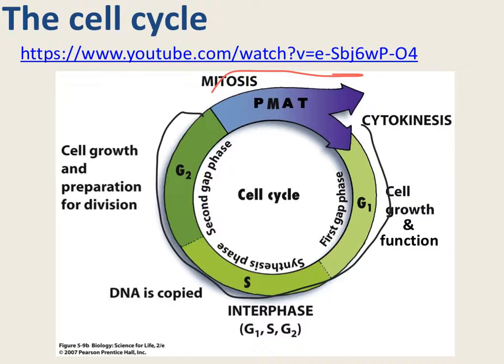So there's cell growth and function. Then there's a signal, at which point all the DNA is copied completely. So you have now 2 complete copies of the genome. And then there's more cell growth and preparation for division, and then you finally go into mitosis. So, I want you to remember what the actual cell cycle is and what happens in each.